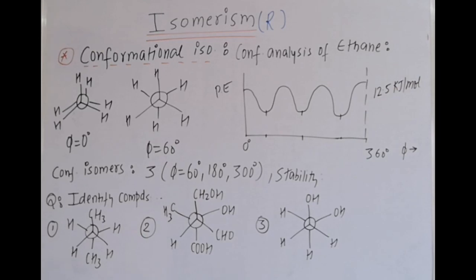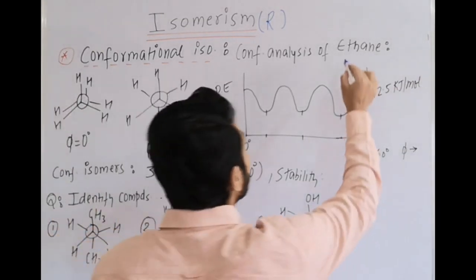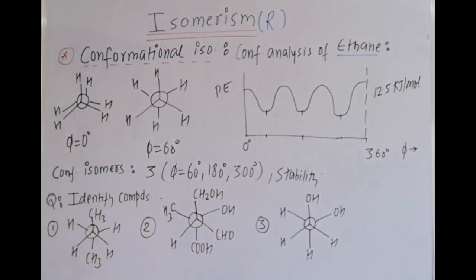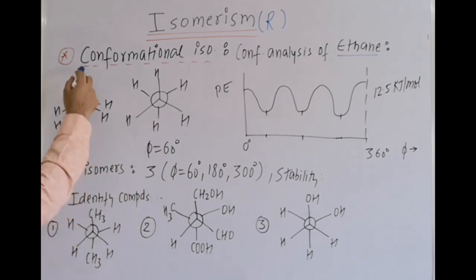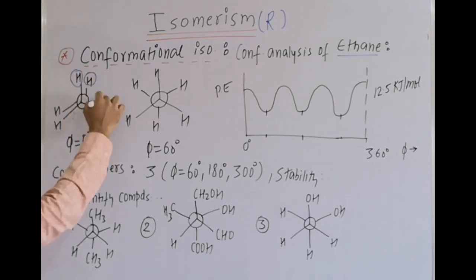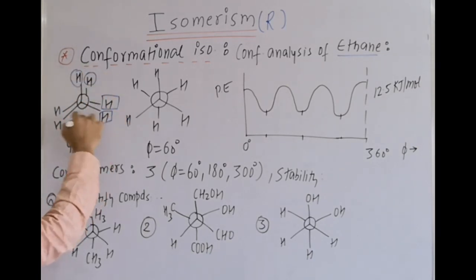Now next is conformational analysis of ethane. In conformational analysis of ethane, we can write several possibilities, but I am writing only two because other forms will be repeated. Like at phi 0, all the hydrogens are exactly in front of each other, that is phi 0.